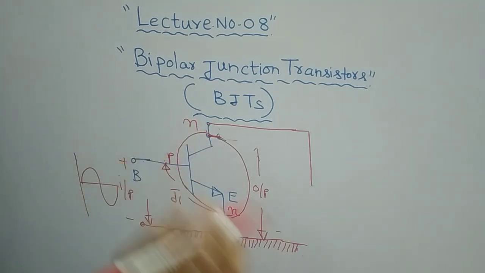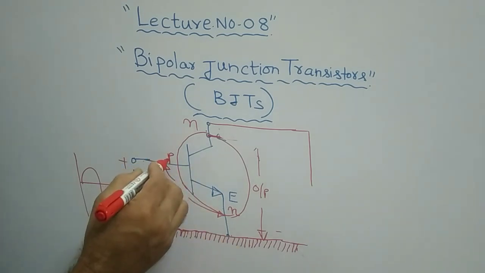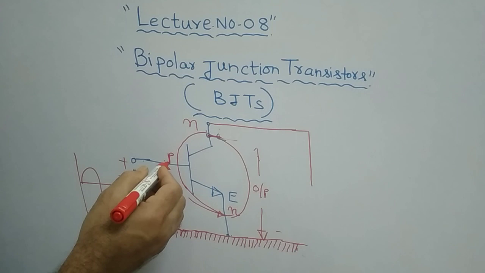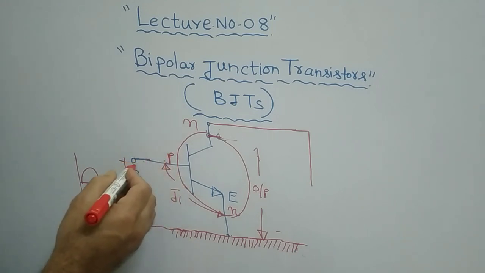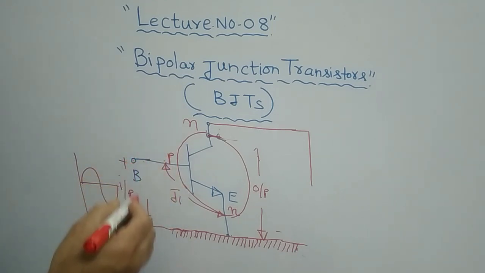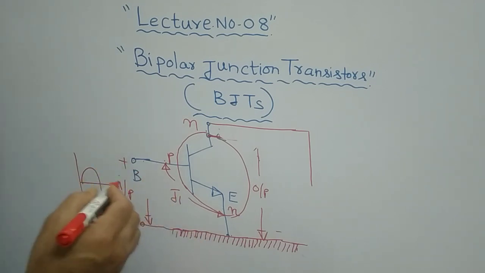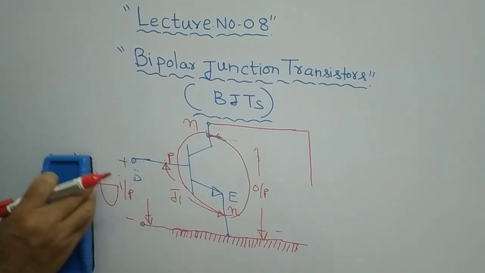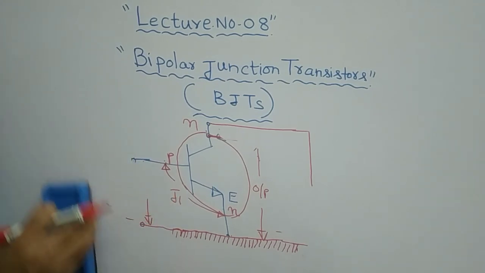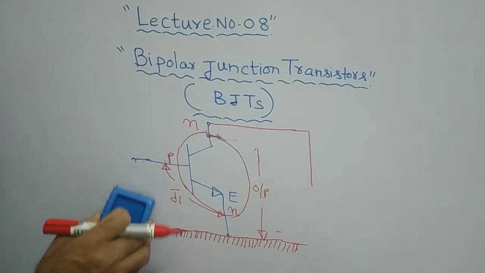P means the majority carriers are holes, and holes are positively charged. So between base and emitter you must put your voltage, nothing but VBE. How shall that VBE be given here? It must be forward biased. This input junction must be forward biased.